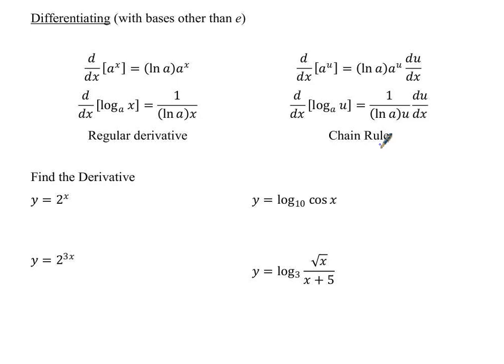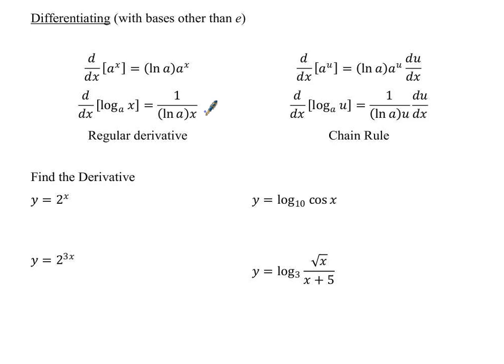The derivative with respect to x of a to the x is equal to the natural log of that base, which is just a number, it's a constant, times a to the x still. The derivative with respect to x of log with a base of a, x, is equal to 1 over the natural log of a times x in the denominator.